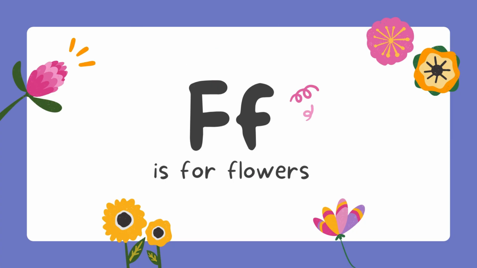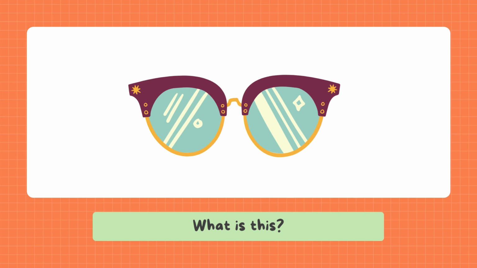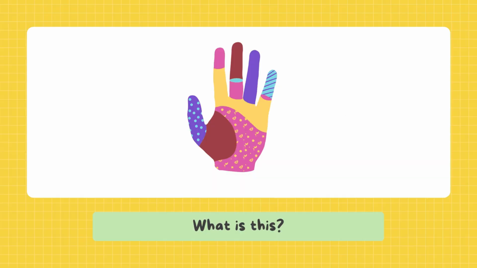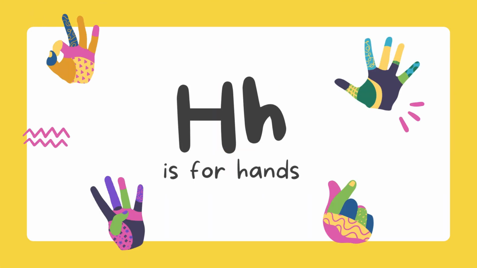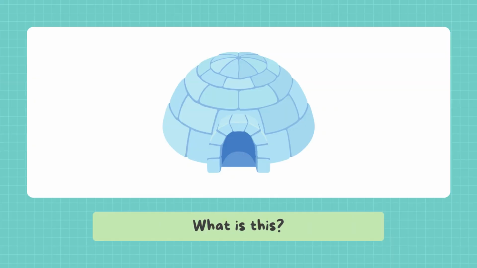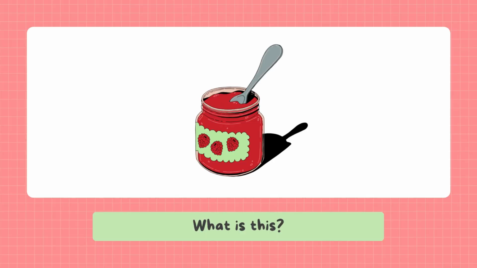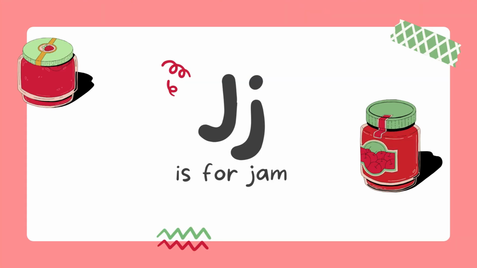F is for flower. G is for glasses. H is for hand. I is for igloo. J is for jam.